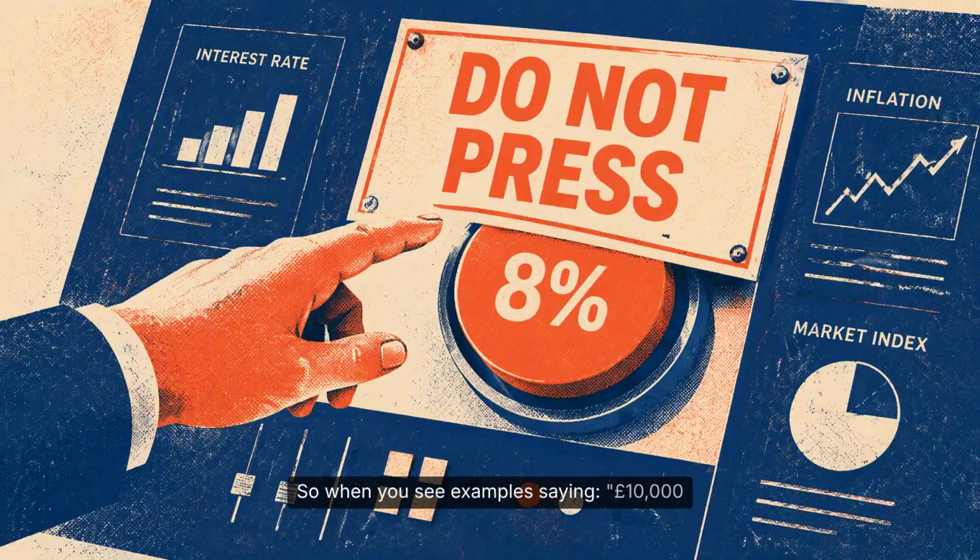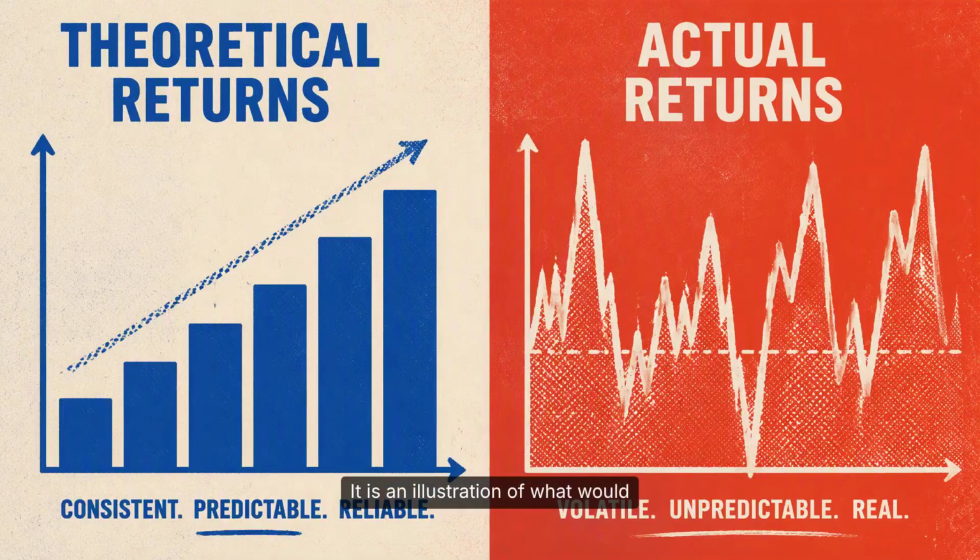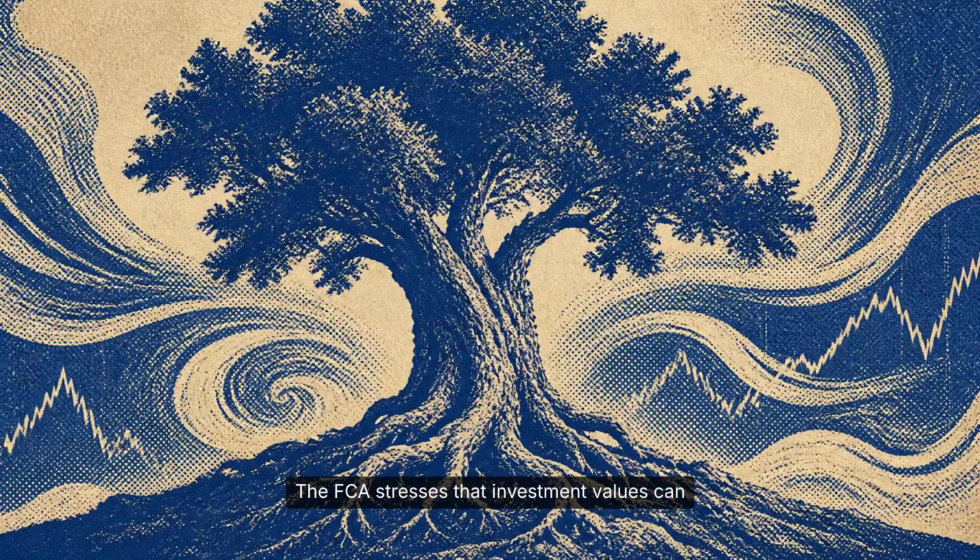So when you see examples saying £10,000 invested at 8% becomes, that does not mean an investor can simply select an 8% button. It is an illustration of what would happen if that return were achieved. The FCA stresses that investment values can rise and fall, and that longer investment periods can help investors ride out some shorter-term fluctuations, while returns remain uncertain.